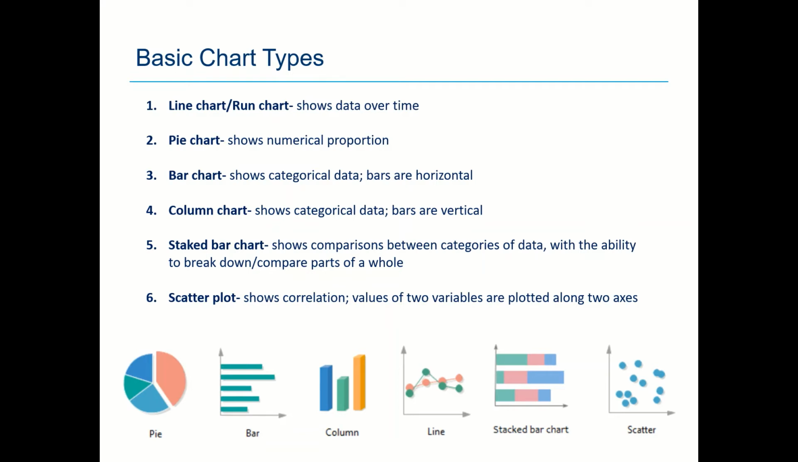And then a scatter plot is used to show correlation between two variables plotted along two axes. And I'll try to show you examples of each.